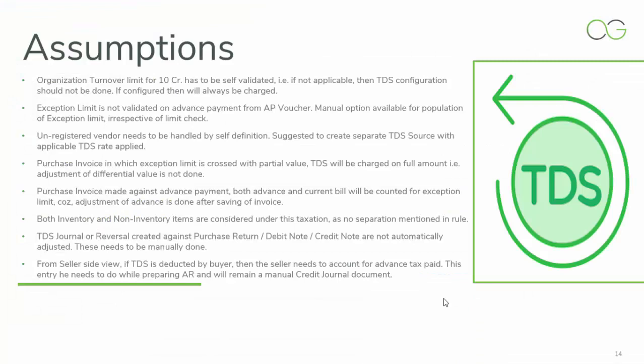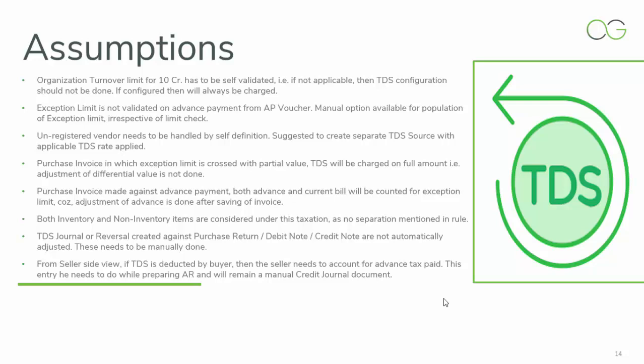So moving ahead to conclude this, there are a few assumptions that we have taken for this TDS deduction. First, the government has specified that only organizations whose turnover limit was 10 crores in the previous financial year are eligible to deduct the TDS for any purchase. Now this limit of 10 crores for the organization has to be self-validated. That is, if the organization does not have a turnover limit of 10 crores, then we need to define the TDS application in the respective vendors.